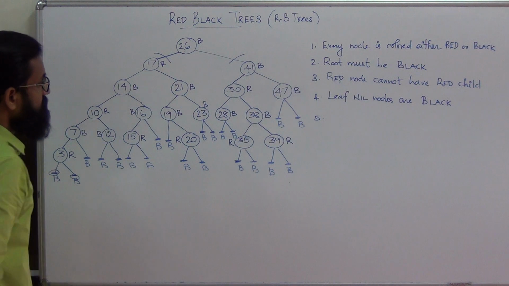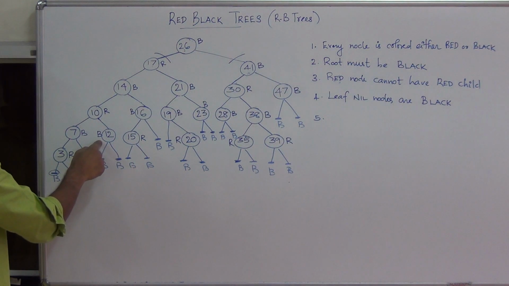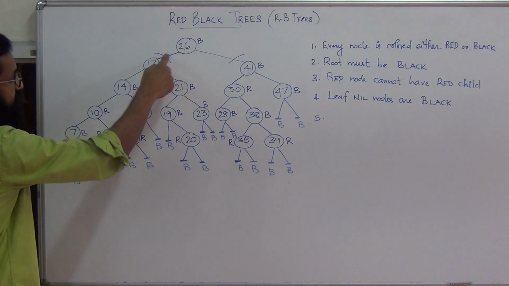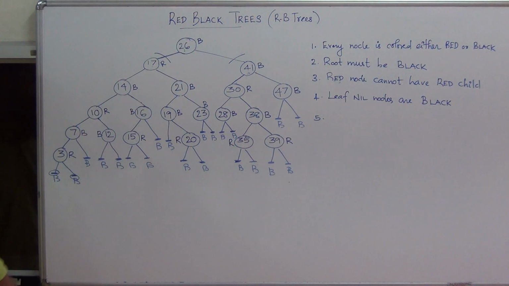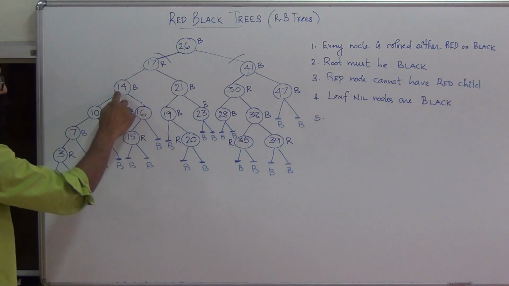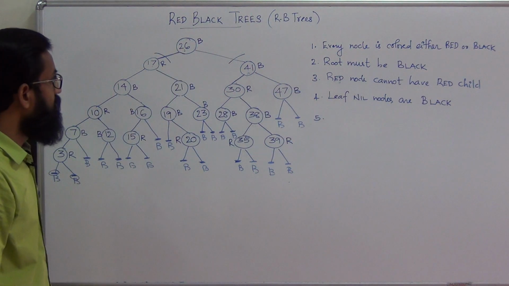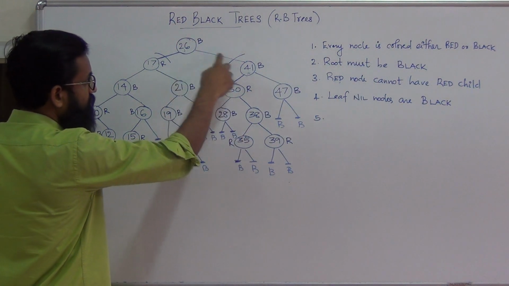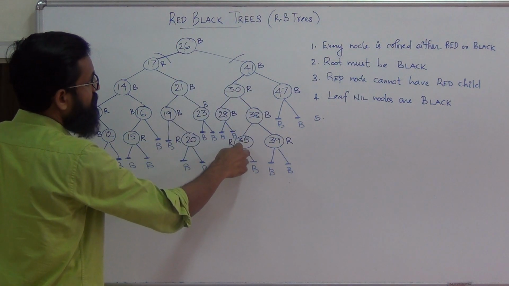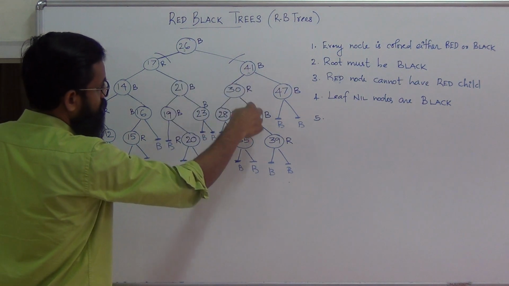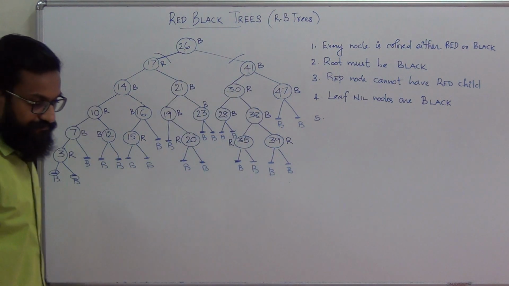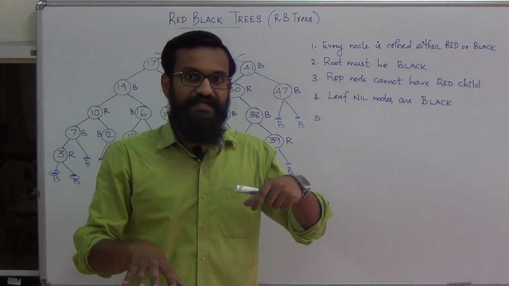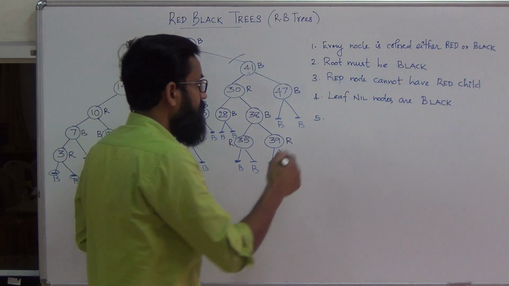Take 26 and the leaf node 12. Consider the path from 26 to 12. It's actually 26, 17, 14, 10, 12. What about the number of black nodes? 1, 2, 3. You have 3 black nodes. You can take another leaf node, 35. Consider the path from 26 to 35 and count the black nodes. 1, 2, 3. So for each and every node, the number of black nodes from that node to all the descendant leaves must be the same. That's the fifth property.